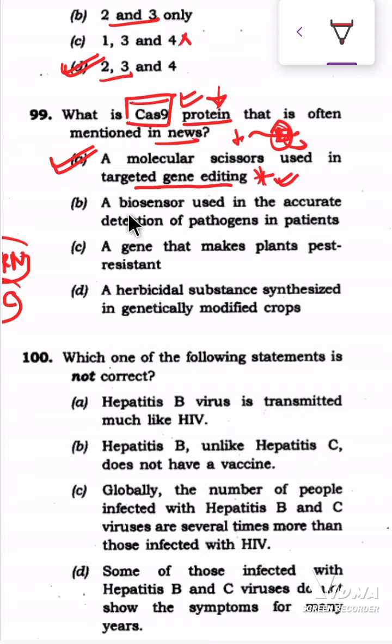Let's also read the others. The biosensor used in the accurate detection of pathogens in a patient. No, it's not right. Gene that makes plants pest resistant. No, that's not right. You can say that is used in the agricultural revolution, genetic engineering, biogenetics and everything. And herbicidal substance synthesized in genetically modified crops. No, it's also not the right option. So we have to go with option A.